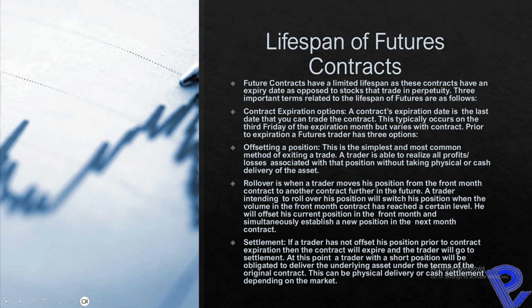And finally, settlement. If a trader has not offset his position prior to contract expiration, then the contract will expire and the trader will go to settlement. At this point, a trader with a short position will be obligated to deliver the underlying asset under the terms of the original contract. This can be physical delivery or cash settlement depending on the market.